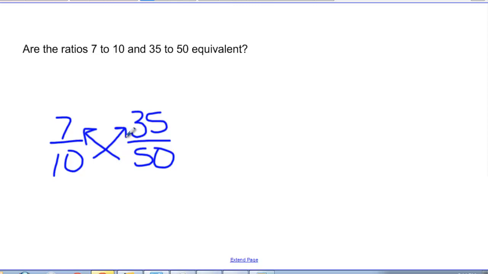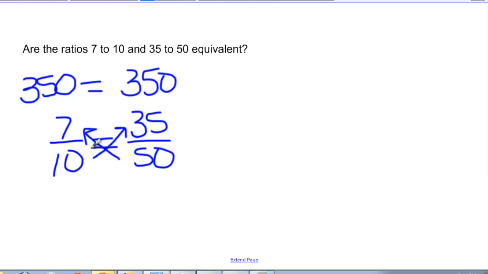So if I multiply 50 times 7, I'm going to get 350. And if I multiply 10 times 35, I'm also going to get 350. Those are equal, so that means that these two ratios are equal. So that's one way of comparing two ratios, and it's especially an easy way if the numbers involved are ones that you can multiply in your head.